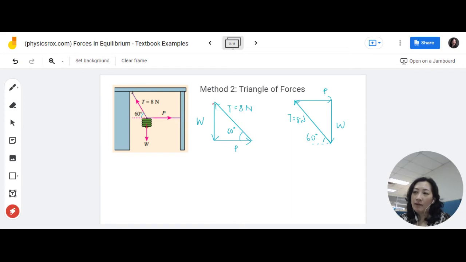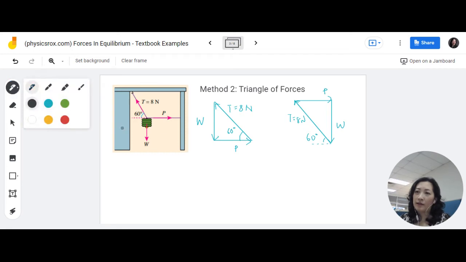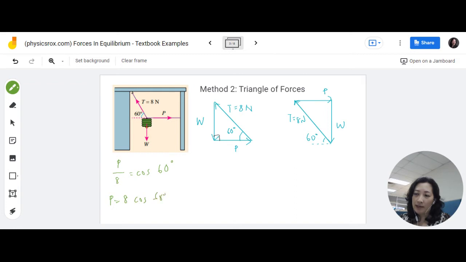So because it is now a triangle that's closed, and this is a 90-degree, or rather right-angle triangle, I'll just use a different color so that's clearer. We can also use the trigonometric functions to solve this. So, for example, now if I want to solve P, P is the adjacent to 60 degrees. So again, P over hypotenuse T, which is 8. This is adjacent over hypotenuse. That gives us cos. So cos 60. Therefore, P is 8 cos 60. Whoops. Okay, that looks terrible. Let's rewrite that. Which gives us 4 Newton. And there you go.